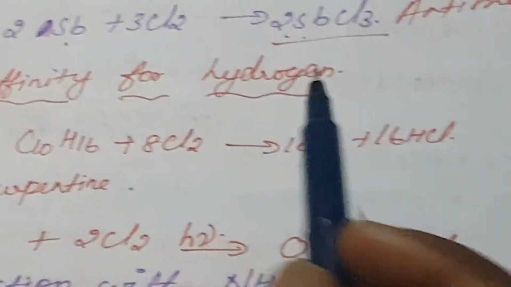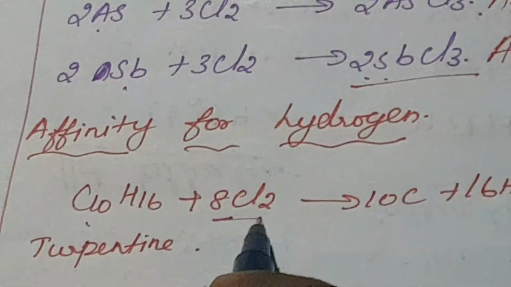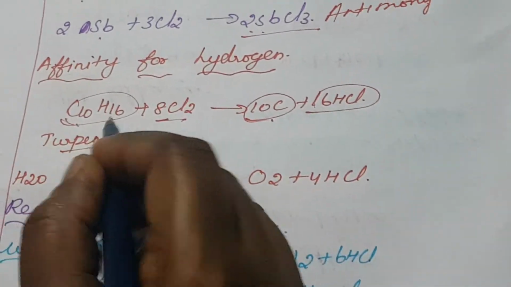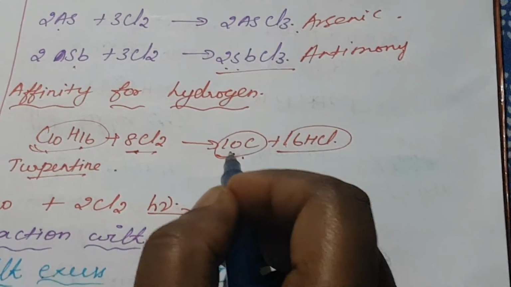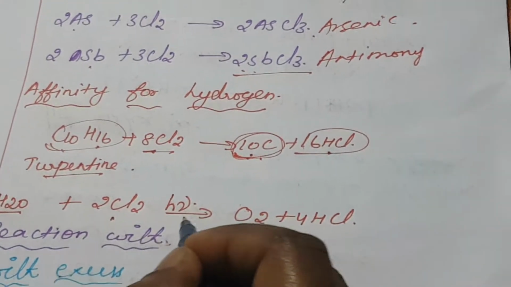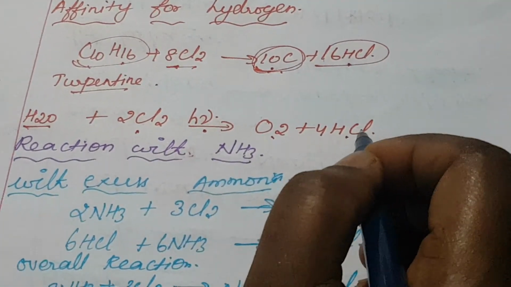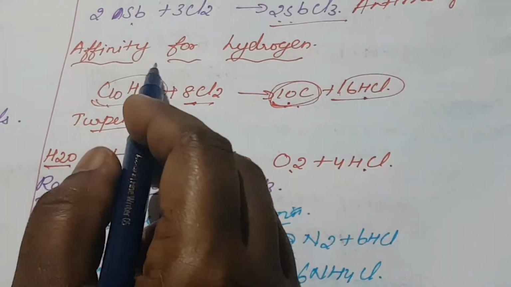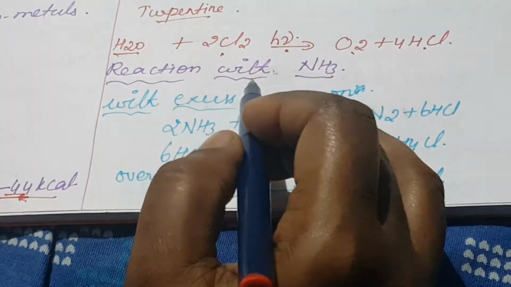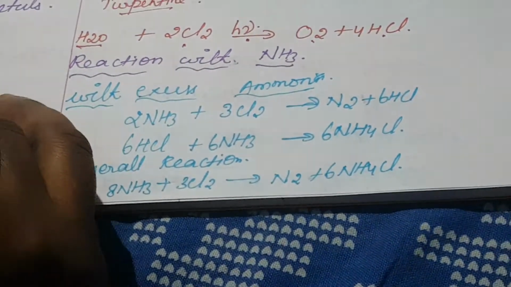Next is affinity. Chlorine has a high affinity towards hydrogen. Turpentine, an organic compound, reacts with chlorine to liberate carbon and hydrochloric acid. Again, a water molecule reacts with chlorine in the presence of sunlight to form oxygen and hydrochloric acid. This is because it has a high affinity towards hydrogen. Next we are going to see the reaction with ammonia. First the reaction with metals and non-metals, then with organic compounds, because of its high affinity, which means attraction, towards hydrogen.